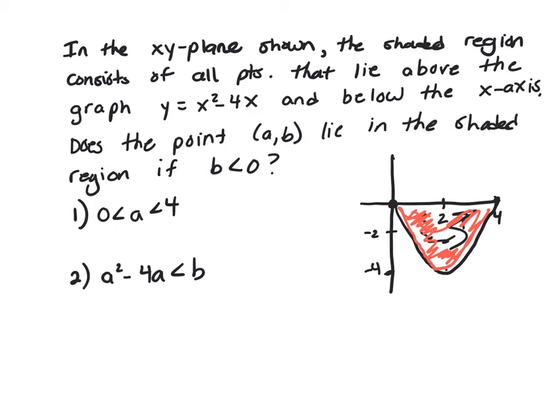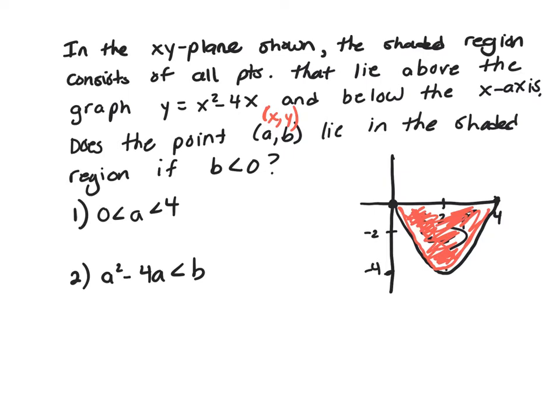We're trying to figure out if the point (a, b) lies in the red shaded area. And we also know that b is less than 0. So your point (a, b) corresponds to an ordered pair, which is always x first and then y. And b is less than 0 corresponds to y is less than 0.